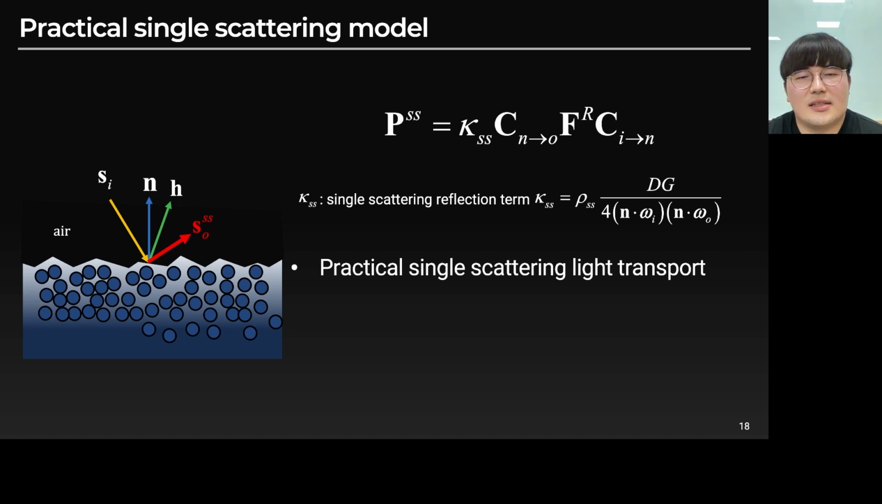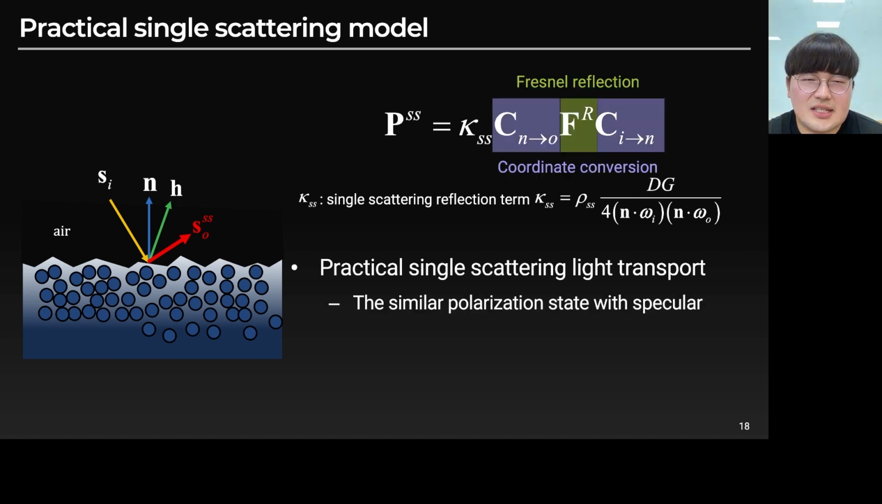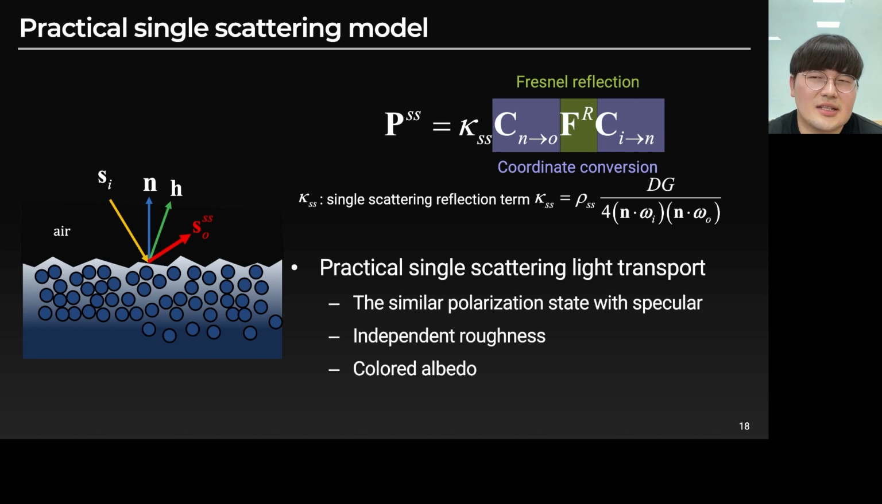We observed that the polarization state of single scattering is very similar to specular reflection, while having very different roughness against specular reflection. Also, we found that single scattering albedo presents color even for dielectric surfaces.